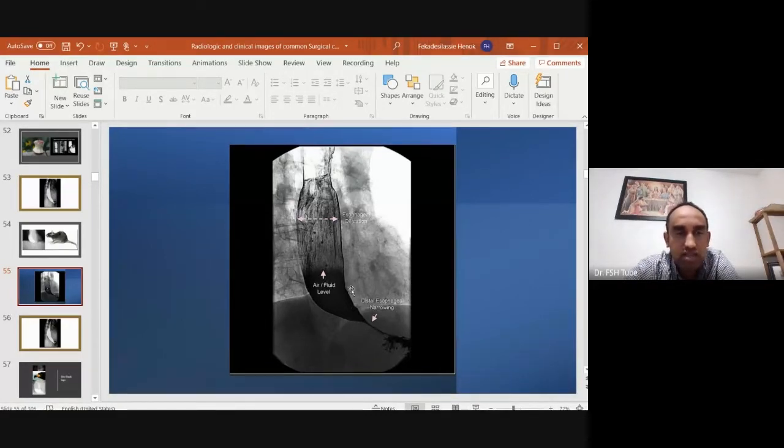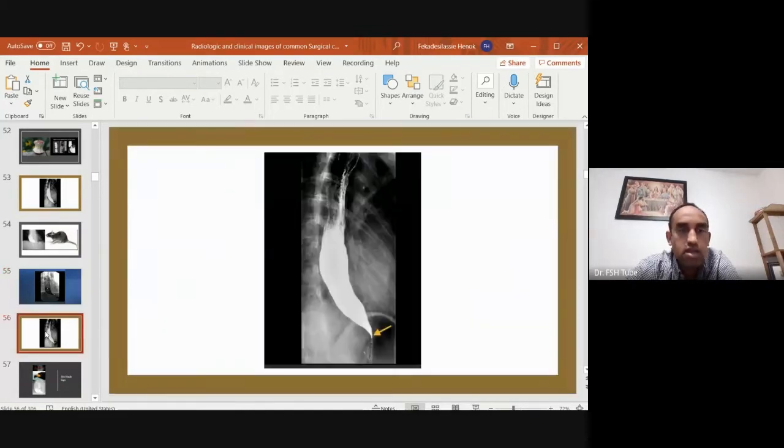So it could be rat tail. You can describe it as rat tail or bird beak. Good, guys.